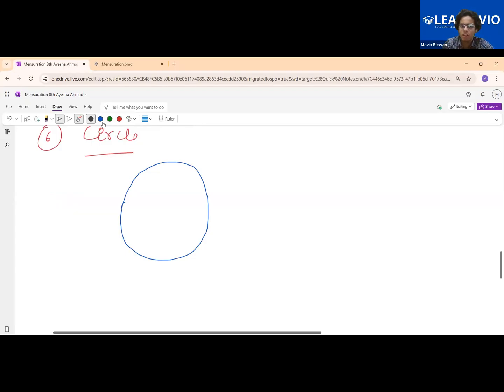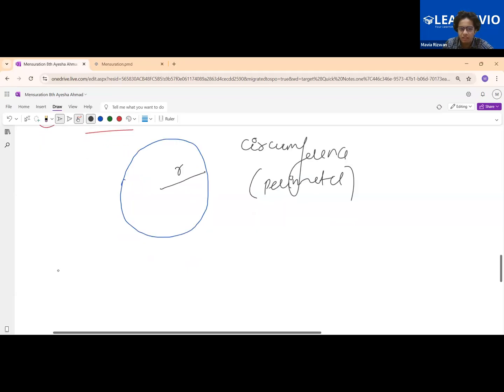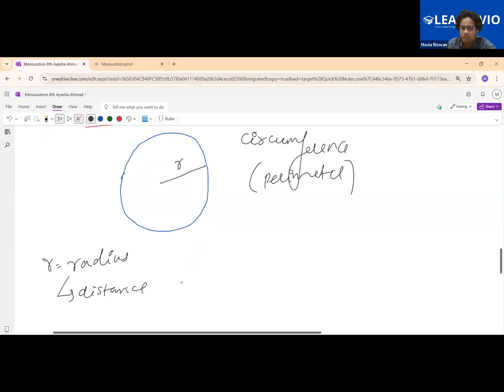Aisha, in case of circle, we call the perimeter circumference. Circumference is nothing but perimeter. Now, before that, I want to tell you, in a circle we have some parameters. This is known as radius. What is radius? R is the radius. Radius is the distance between the center and any point on the circle.